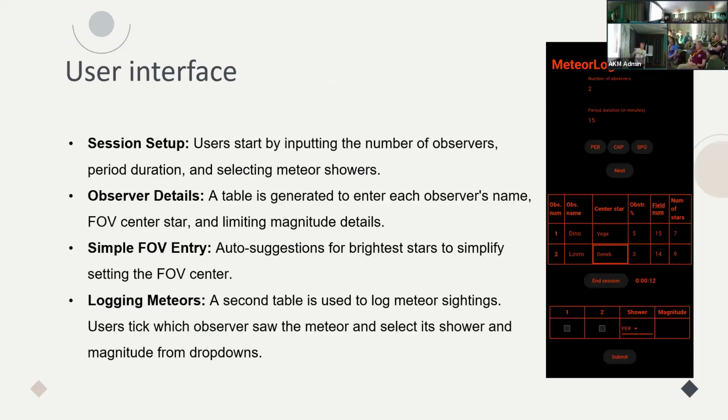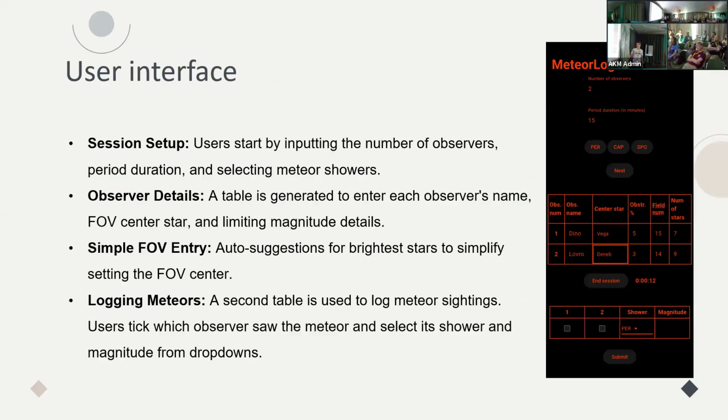At the top, we have some basic setup of the session, like how many observers there will be, how long the period durations will last, and which active showers you plan on observing. Then, according to that, this table is generated, which you then fill in with the observers' names.